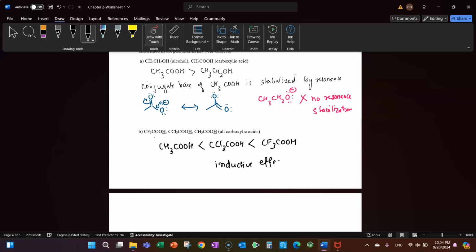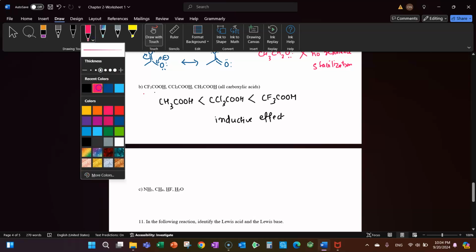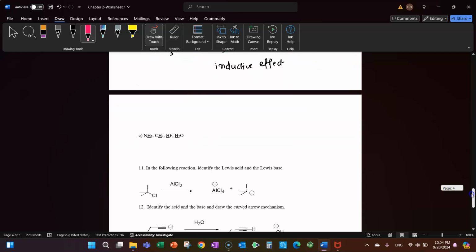The greater the electronegativity of the element, like fluorine, it will show a stronger inductive effect, as a result of which the highlighted proton, which is the proton we are talking about, this one. In each case, this is the proton that will be removed, and this proton is easy to be removed in this case where the electronegativity of the atom is highest.